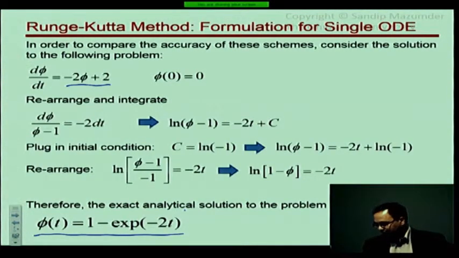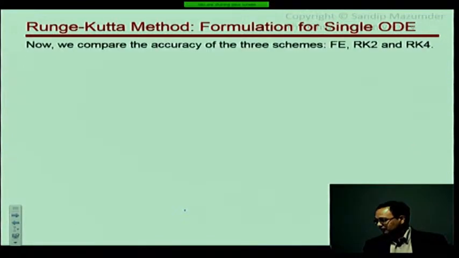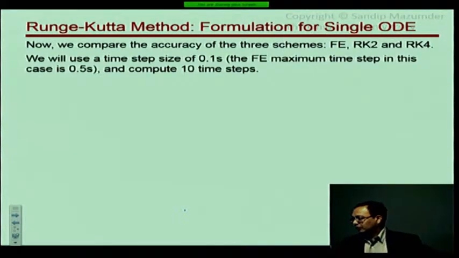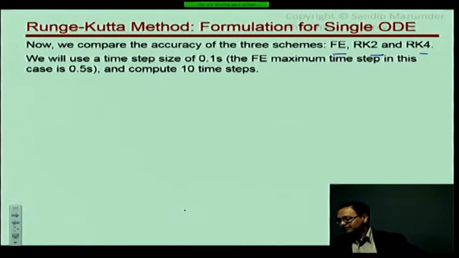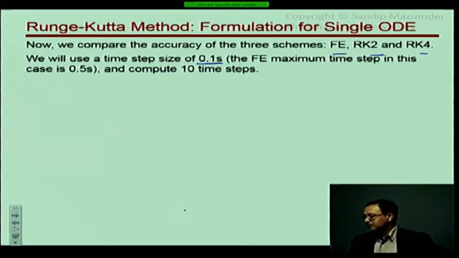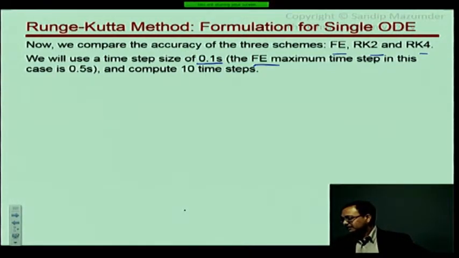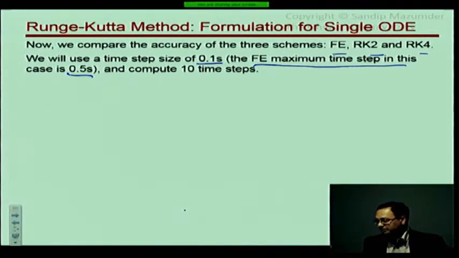So now if I compare forward Euler, RK2, RK4, three different schemes, we're going to use, let's say, a time step size of 0.1. The forward Euler maximum time step in this case is 0.5 seconds from the stability criterion.